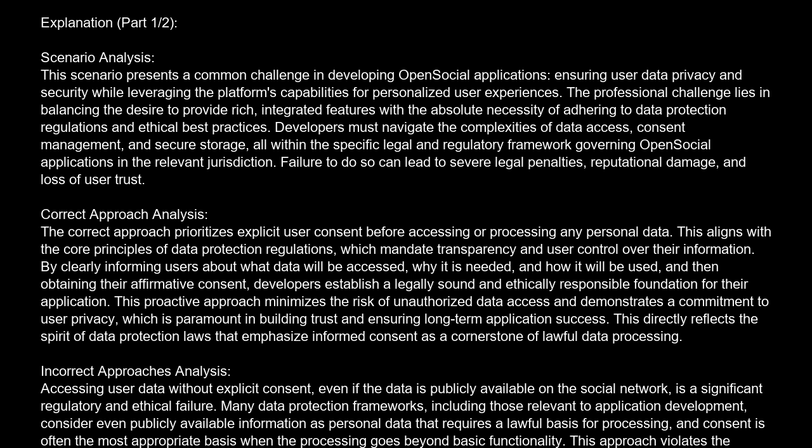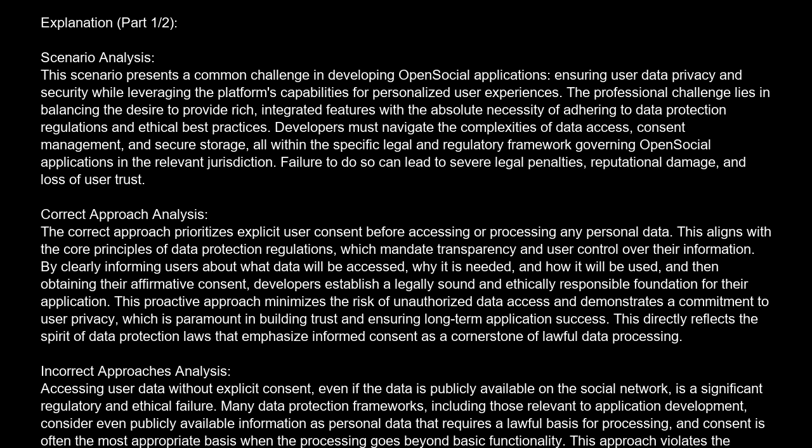Incorrect approaches analysis. Accessing user data without explicit consent, even if the data is publicly available on the social network, is a significant regulatory and ethical failure. Many data protection frameworks, including those relevant to application development, consider even publicly available information as personal data that requires a lawful basis for processing, and consent is often the most appropriate basis when the processing goes beyond basic functionality. This approach violates the principle of data minimization and purpose limitation, as data is collected without a clear, user-approved purpose.